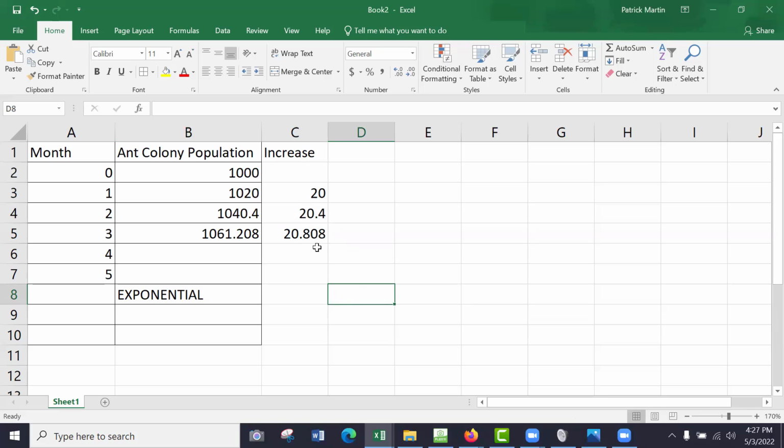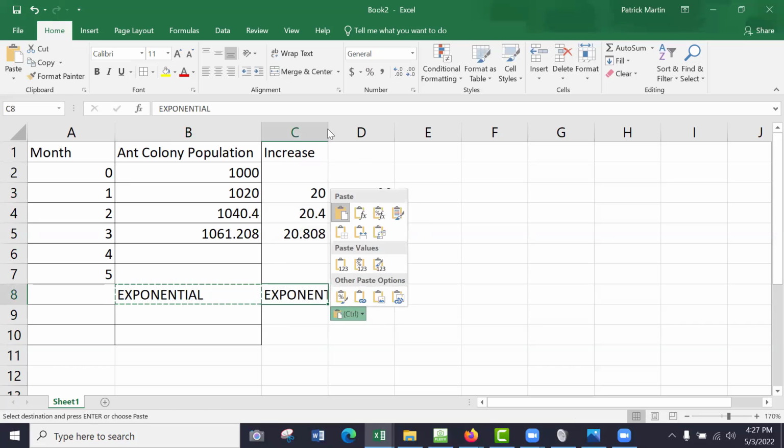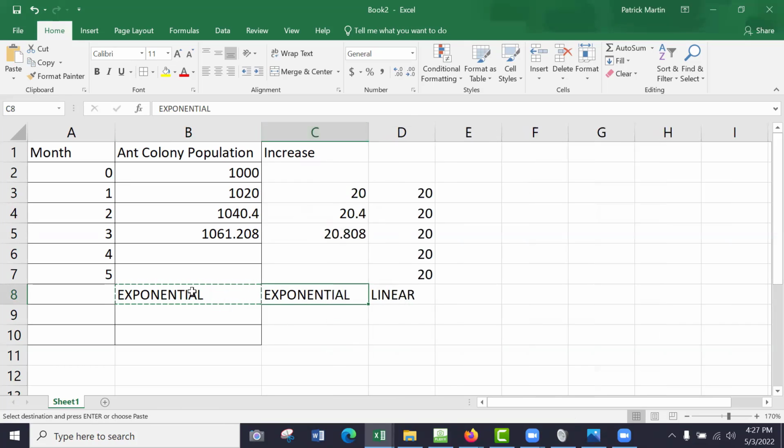The previous ones were linear. If it was just 20 more ants every month exactly, that would be linear. Yep. But we're not doing that. Because the increases are more and more each time, that means it's exponential. Exponential. Now, I'm going to do my cool Excel trick.